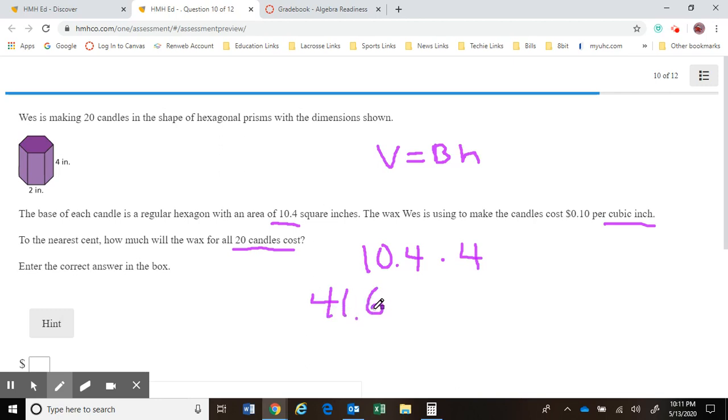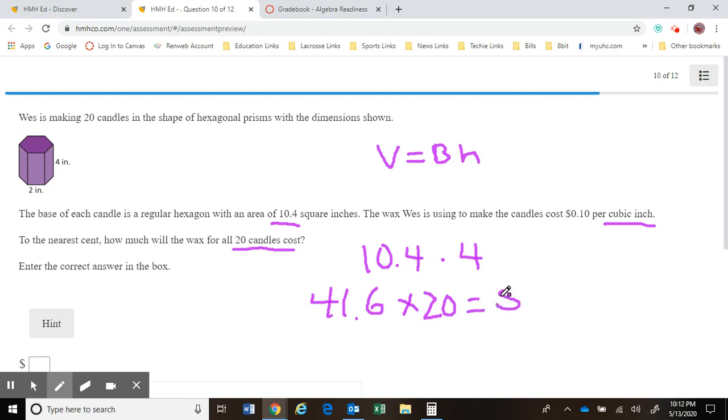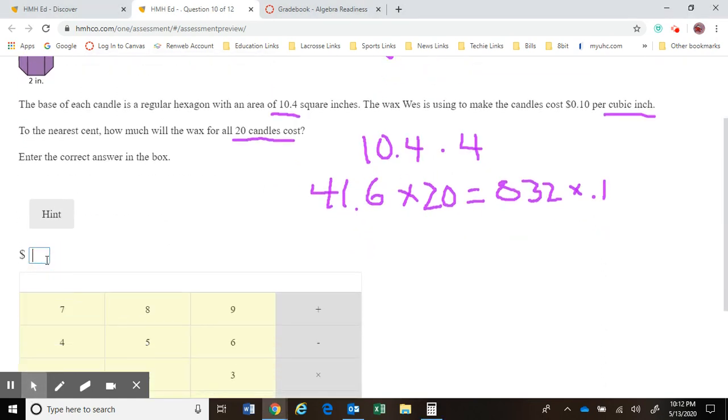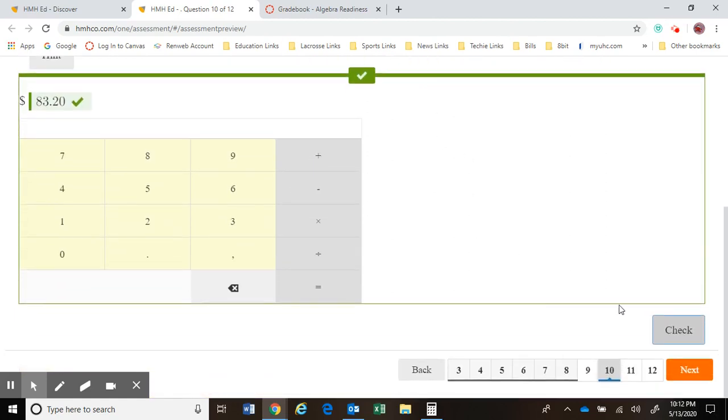Okay. All right. So now I'm going to multiply that times 20 candles. 20 candles, 832 cubic inches. But they're 10 cents a piece. So now I need to multiply that times 0.1. That gives me my total, which is $83.20. Don't say 0.2, it's money. $83.20. Hey, we're good. All right, moving on.